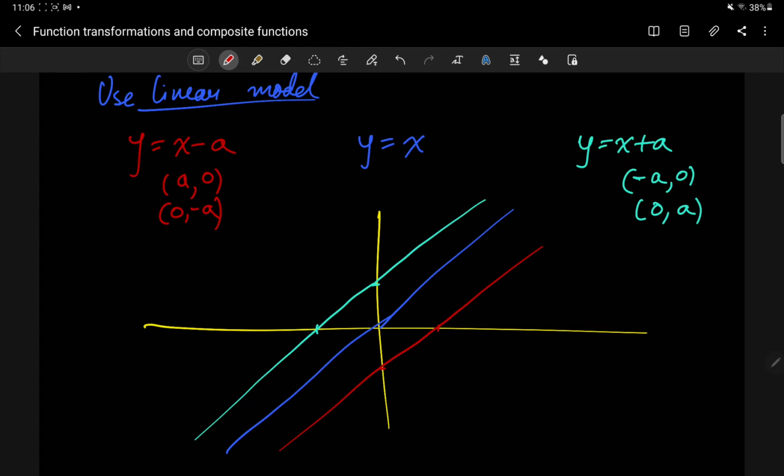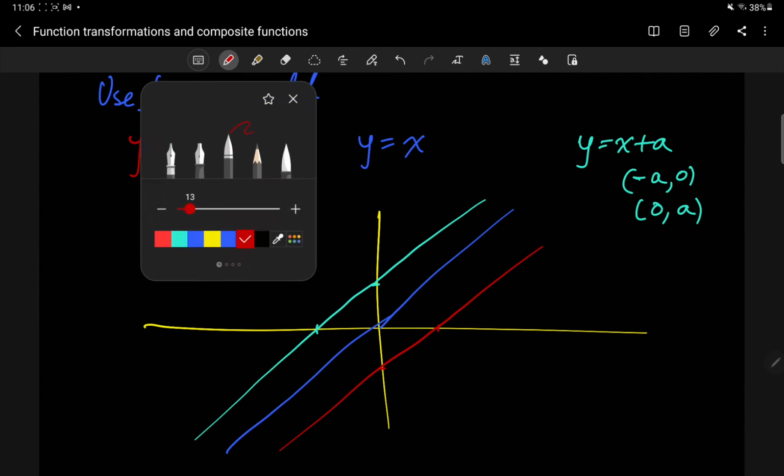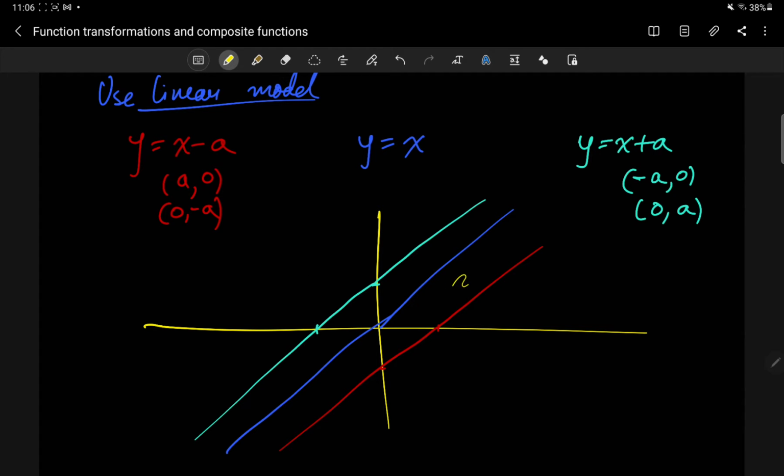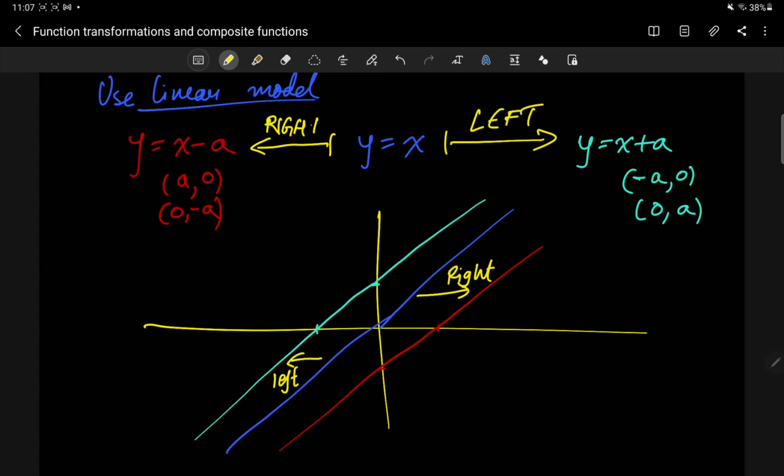All right. Now, if we are talking about horizontal shifts, what is happening here? In going from the blue to the red line, I am moving right. And in going from blue to the cyan line, I am moving left. Which means that the transformation x changing to x plus a corresponds to a left movement, whereas the transformation x to x minus a corresponds to a right movement. Now this is what I meant by it being a little counterintuitive, because we are adding, and instead of going to the right, we are going to the left.